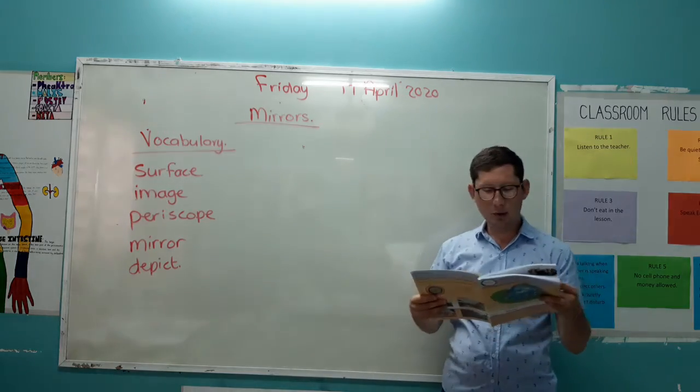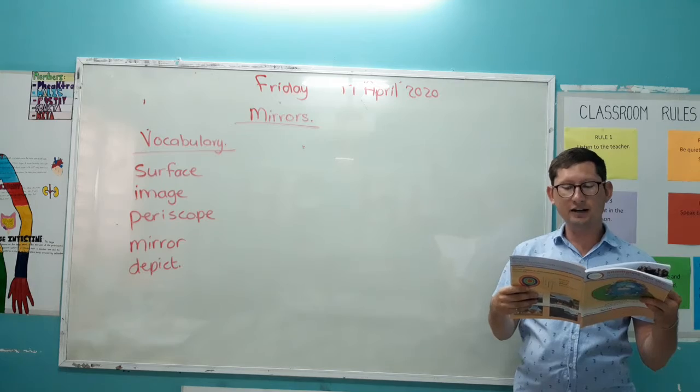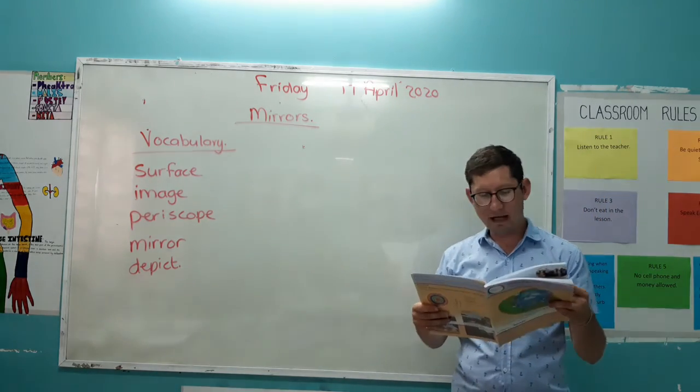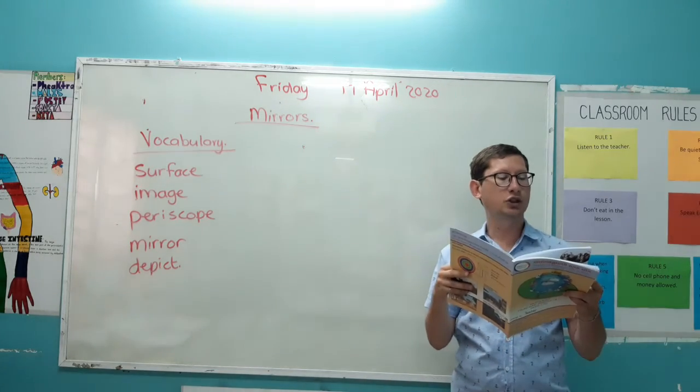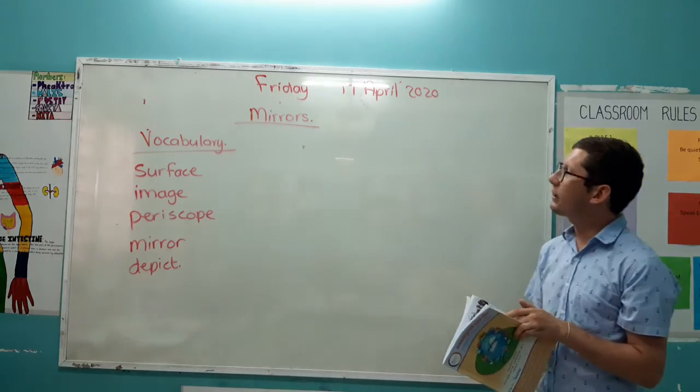And the next one is a mirror. You know that a mirror is a very smooth, shiny surface that reflects light well. And the next one would be depict: to show something in a certain way. So this will be the vocabulary about mirrors.